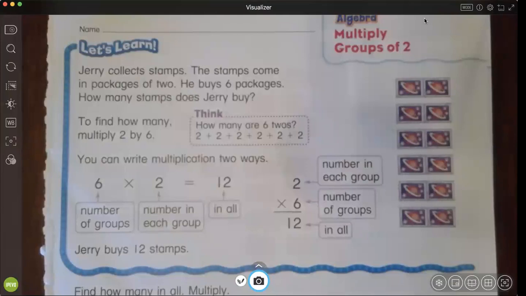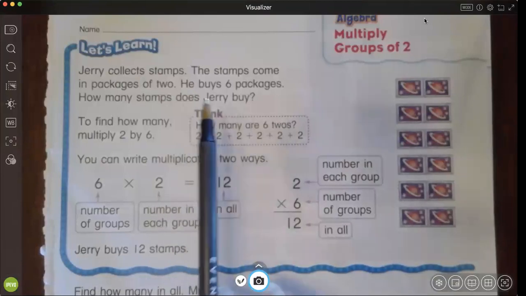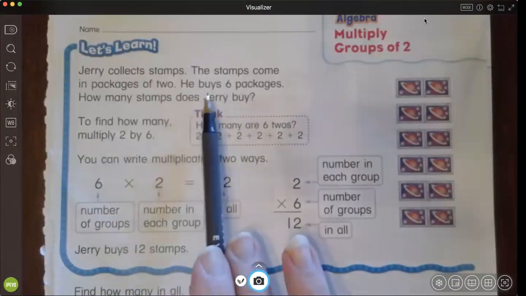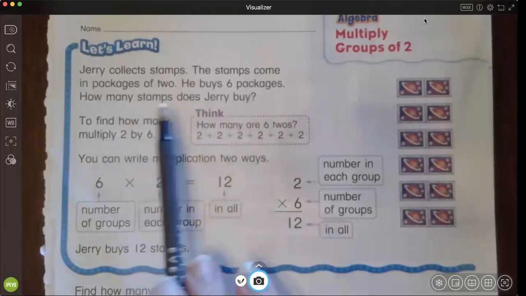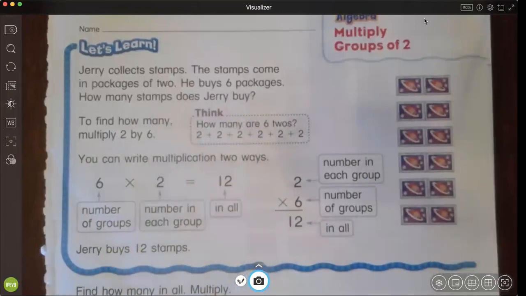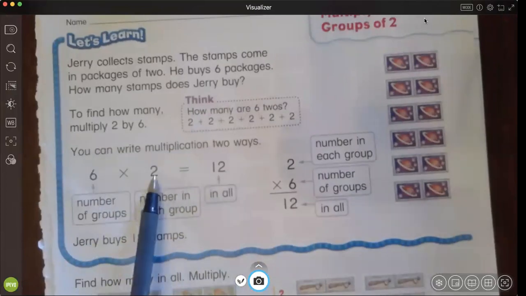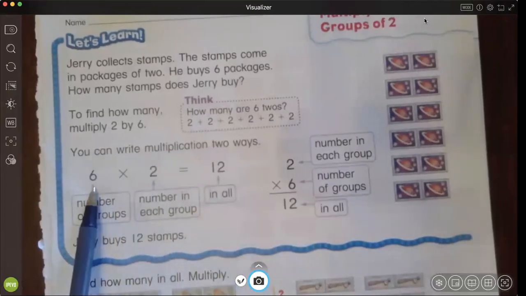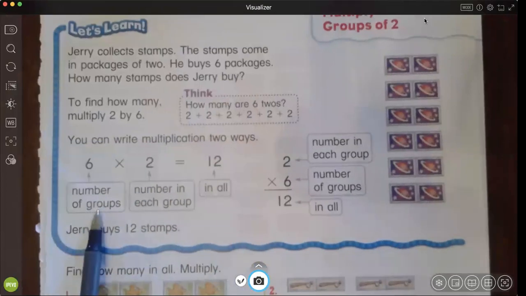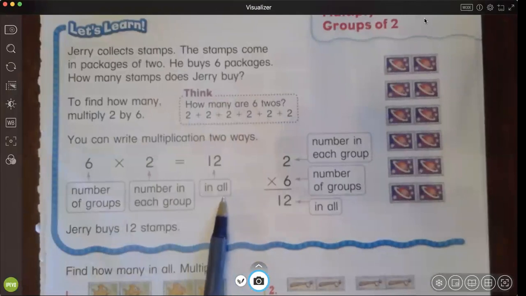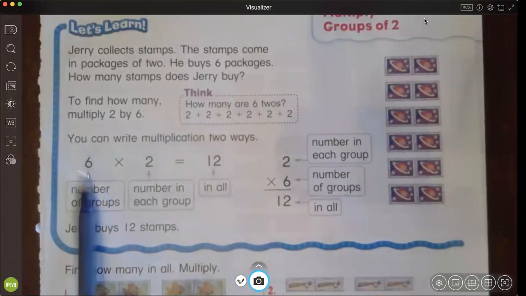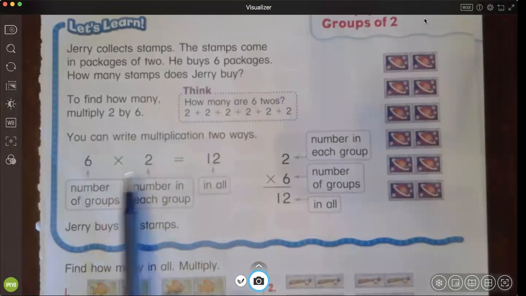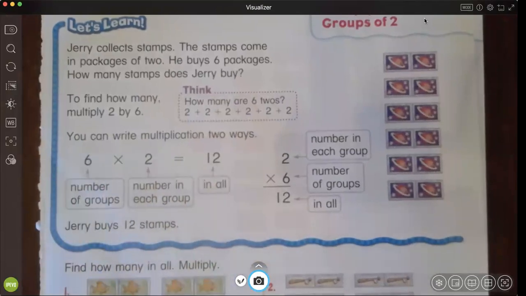Okay, so let's look at our example at the top. Jerry collects stamps. The stamps come in packages of 2. He buys 6 packages. How many stamps does Jerry buy? So they come in packs of 2 and he buys 6, okay? So here's the number of groups. Here's the number in each group. Here's the number in all. So we have 6 plus 6, basically. So 6 times 2 equals 12, same as 6 plus 6.